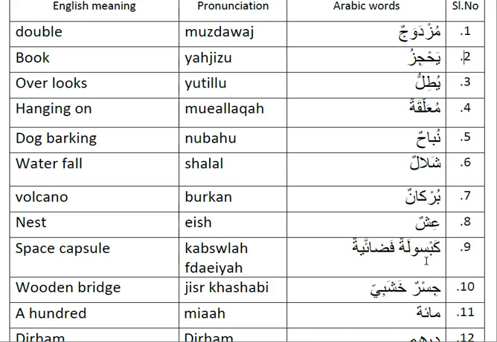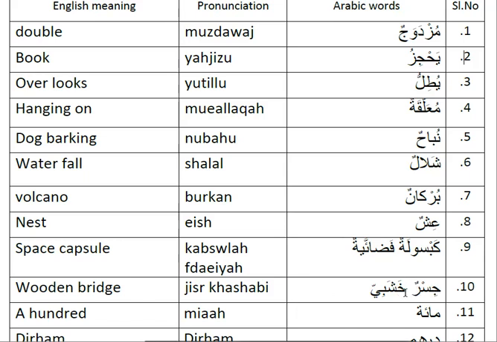Ishun means nest. Next is space capsules. In the form of a space capsule, it will be capsulatu padai.